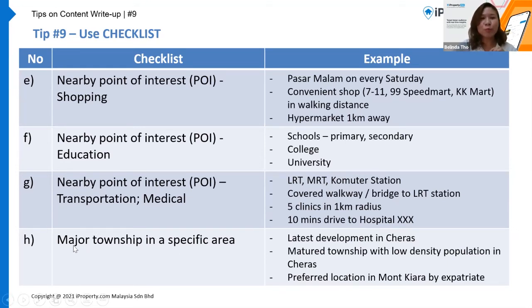Next will be the major township in the specific area. You may want to highlight to people that this is the latest development area in Cheras. This is a mature township with low density population in Cheras. This is a preferred location in Mont Kiara by expatriates. All these kinds of examples you can think of to elaborate on your specific area in a more detailed manner.